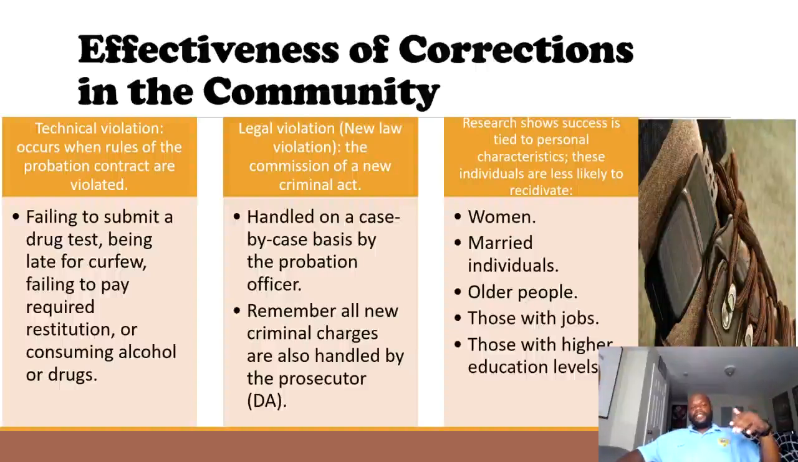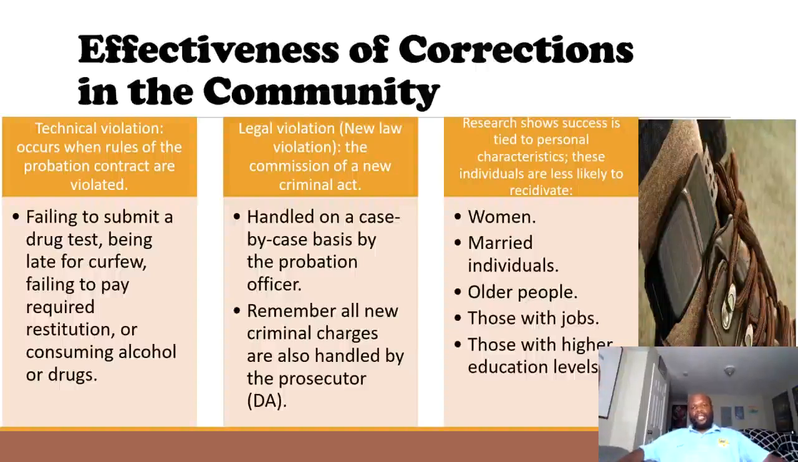Now, a legal violation, this is when you have a new law violation. So you're on probation and you got arrested for carrying a weapon. Whoops, big no-no. Because now you violated your probation and you got a new law offense. So now you might be getting what's called double jeopardy. I can tell you when we were in Florida, if you got a new law offense, that was an automatic me violating you on a new law violation.